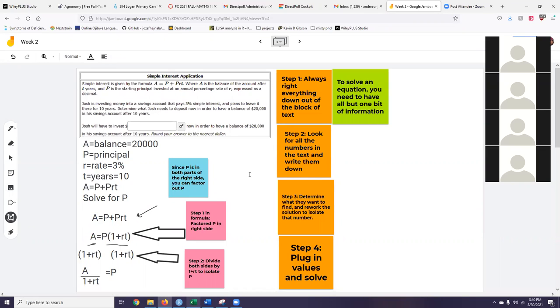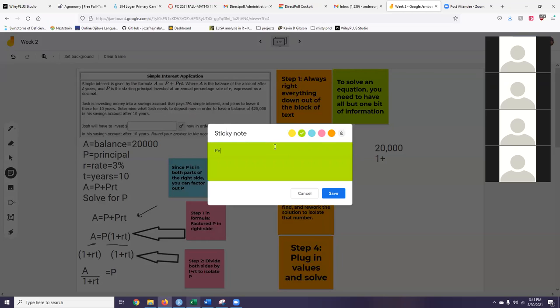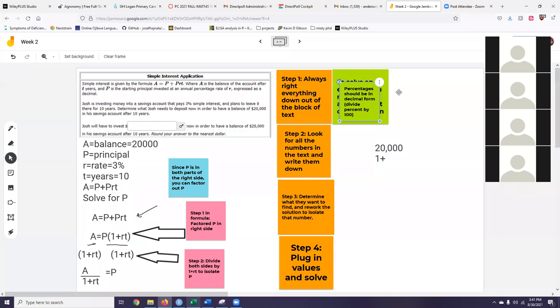So my balance is $20,000. And then I have 1 plus my rate. So on the rate, since this is a percentage, it has to be in a decimal form. So you have to divide the percent by 100. That has to be done or else you get really bad results.